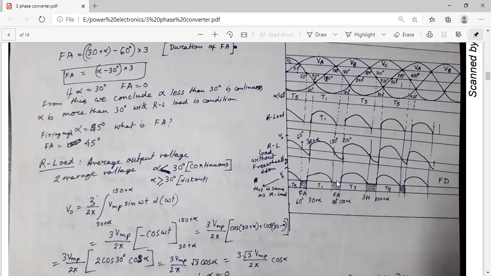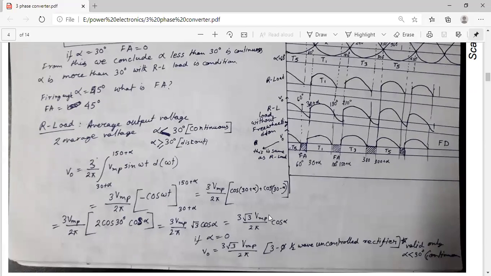Maximum voltage here, Vmp sin omega t d omega t. So we can take Vmp common and get minus cos omega t. This is our limit. Let's put that limit and you will get this value. If alpha equals 0, then it will be 3 root 3 Vmp by 2 pi. So this is our output voltage or average output voltage of the three phase half wave uncontrolled rectifier.